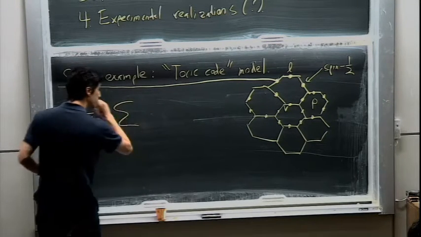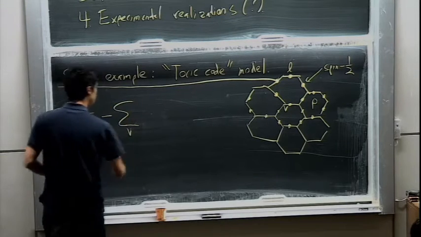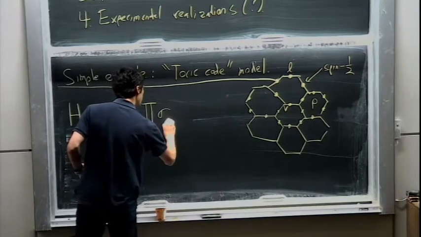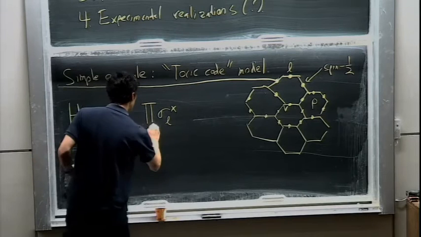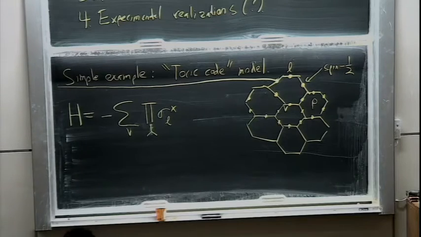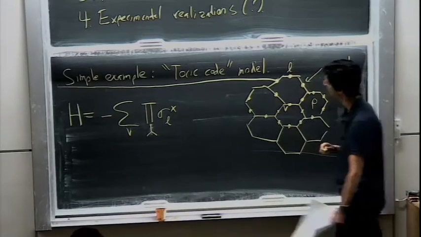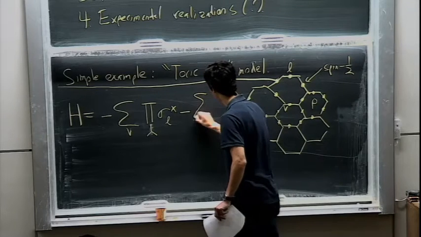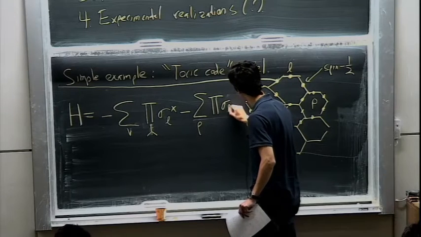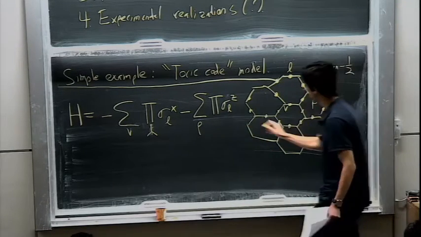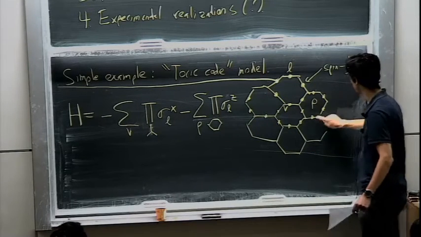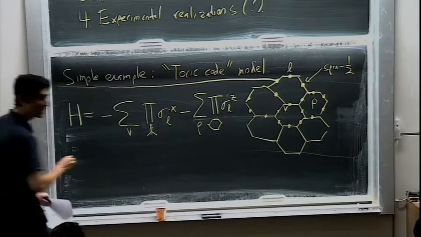It's a sum over all vertices and each vertex is a 3-spin interaction. It's a product of sigma L x over these 3 spins. I'm going to draw it like this. Okay? So it would be like x, x, x. And then the second term, it's a sum over all plaquettes. And this is a 6-spin interaction, product of sigma L z, over the 6 spins around a plaquette. So I'll draw it like this. Okay? Z, Z, Z, Z, Z, Z. Okay? And so that's the Hamiltonian.